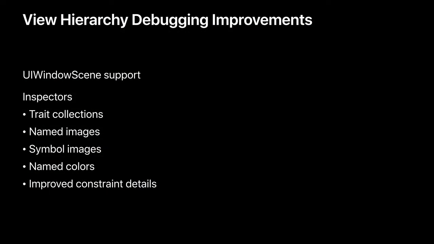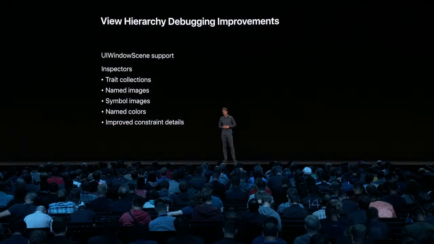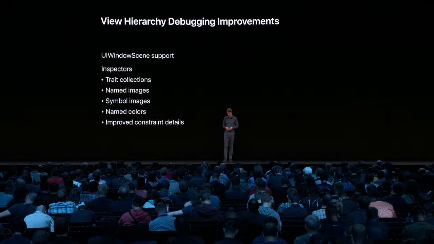We also have numerous enhancements for UIKit views, namely support for UI window scene, which will be handy as you start adopting multiple windows in your UIKit applications. And we have inspector enhancements to provide even more details, such as trait collection details. We saw the named images and simple image information. We also saw named colors, which will be very helpful as you start adopting dark mode. And we have greatly improved constraint details in the inspector, which are more powerful than ever before when you're debugging your auto layout constraints in your UIKit application.